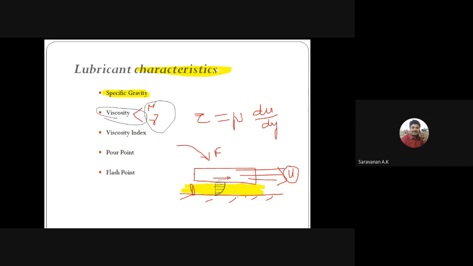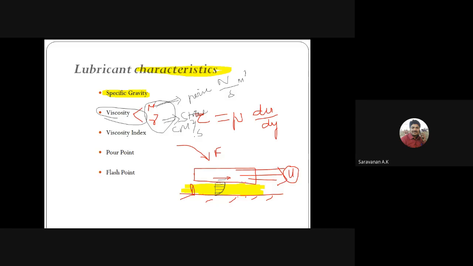Here we have two types of viscosity: kinematic viscosity and dynamic viscosity. Mu is represented as the dynamic viscosity and nu as the kinematic viscosity. The kinematic viscosity is denoted by the unit of stokes, and the dynamic viscosity by the unit of poise, or Newton second per meter squared, or here centimeter squared per second. These are the units used for viscosity.